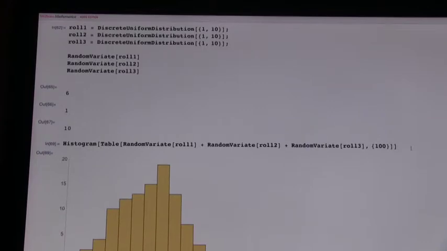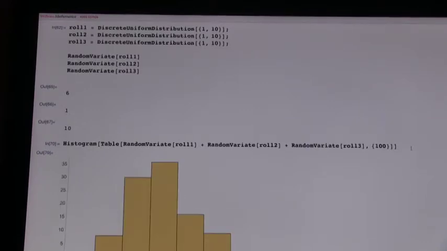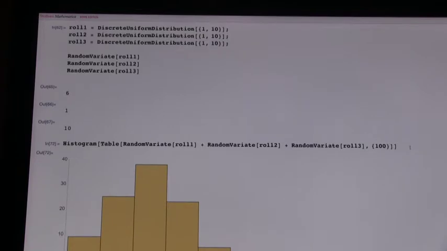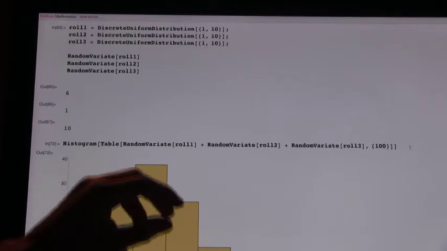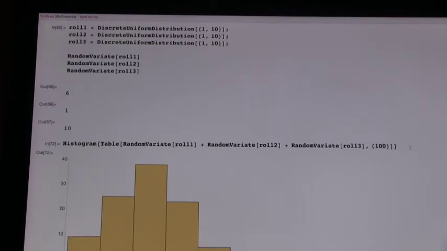Sort of. I mean, I can make another one. And another one. And another one. Well, yeah, I'm not seeing too many rolls at the edges, but it's sort of clustered toward the middle because there's more ways to add 3 numbers and make those numbers. Okay.